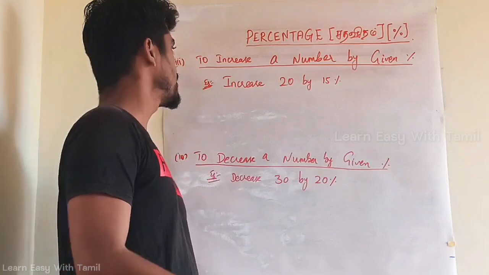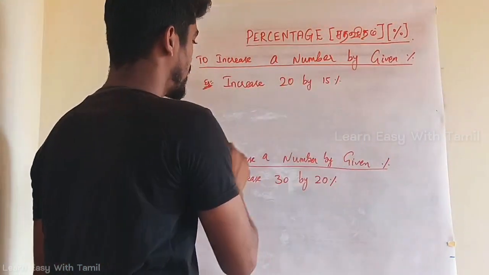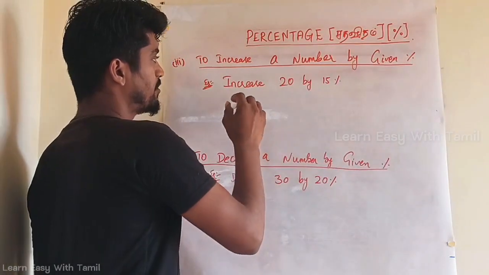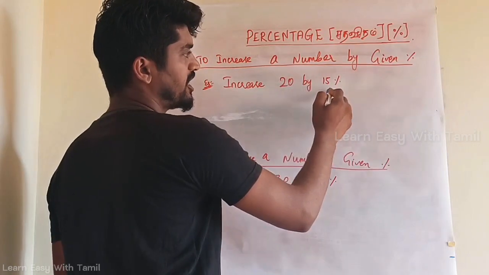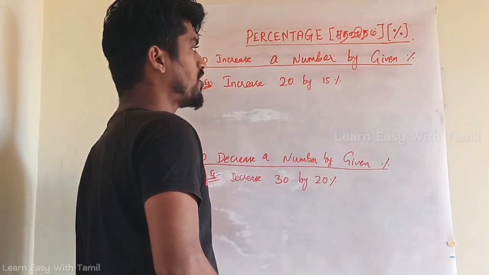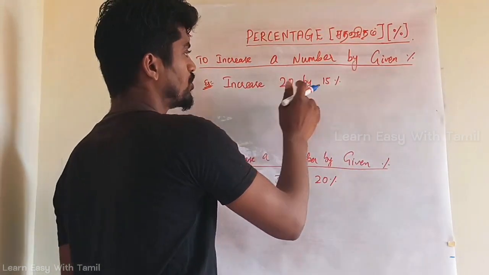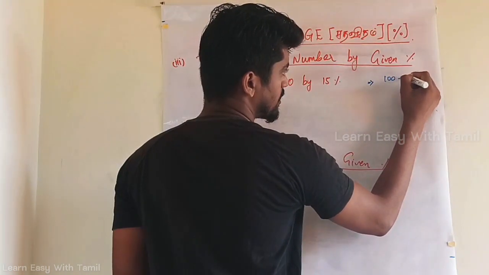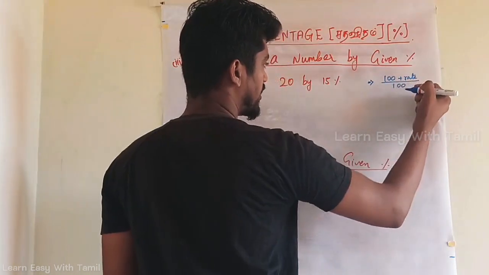The next type is to increase a number by a given percentage and to decrease a number by a given percentage. From the example, we are going to increase the value of 20 by 15%. So we have to find the increased value after 15% is added to the value 20. So the formula is 100 plus rate of percentage divided by 100.